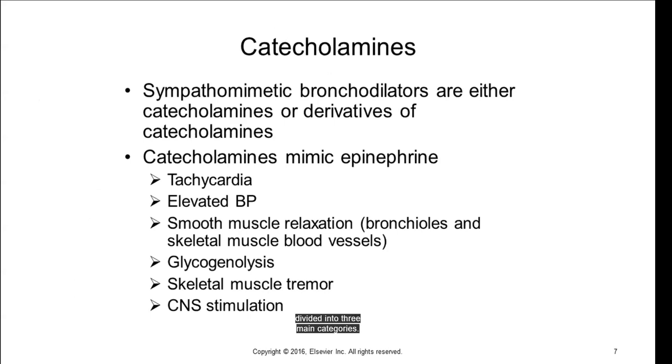Sympathomimetics can further be divided into 3 main categories. They include catecholamines, which are first generation, resorcinols, which are second generation, and saligenins, which are the most recent generation. Catecholamines mimic epinephrine and cause not only bronchodilation but tachycardia, increased blood pressure as mentioned before, as well as glycogenolysis, which is the breakdown of glycogen to glucose, muscle tremor, and central nervous system stimulation, which often manifests as agitation, sleep disturbances, or anxiety. They actually stimulate all of the adrenergic receptors and are not selective.